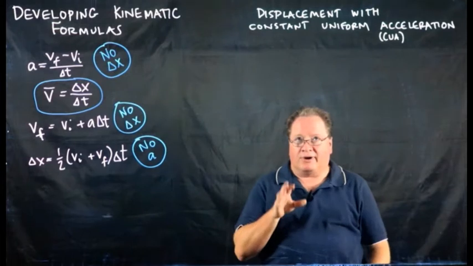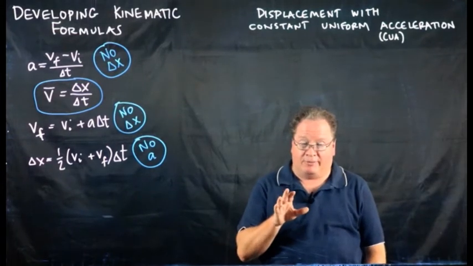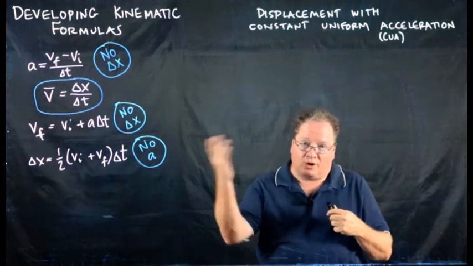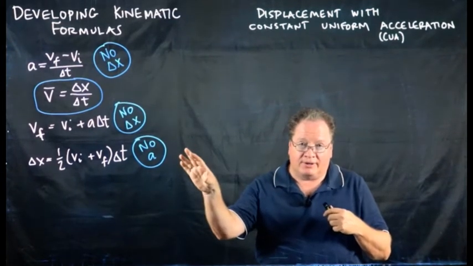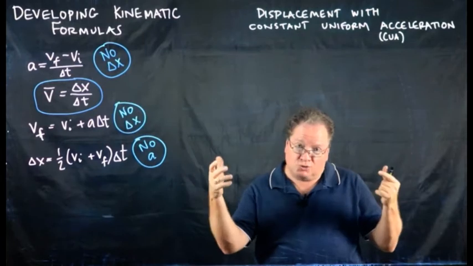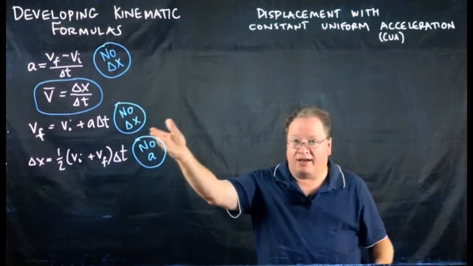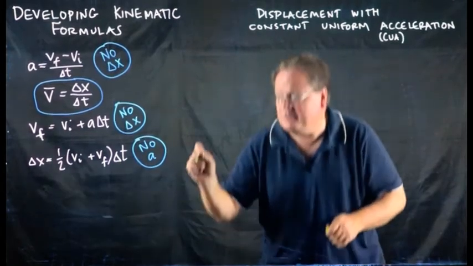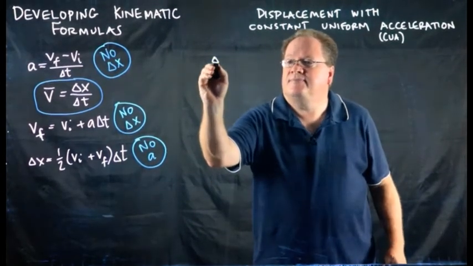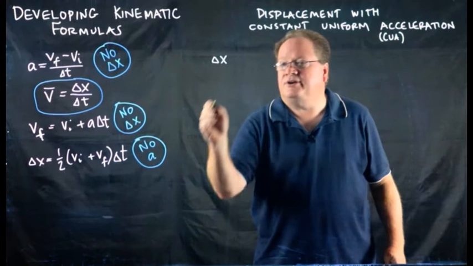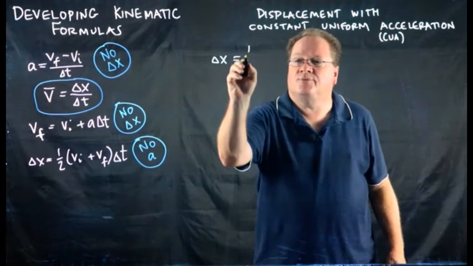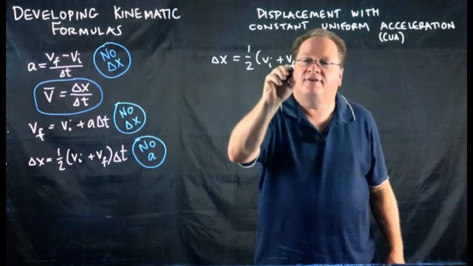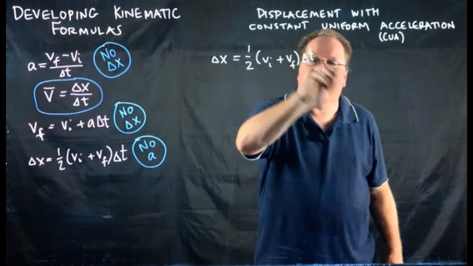So the way that we're going to work out these kinematic formulas is they're all related to each other. So I'm going to use one of the formulas we already know, and I'm going to work a substitution into that formula with one of the other formulas that we already know. So one of the formulas I'm going to use here is the one that we did earlier in this video. Delta x equals 1/2 (vi plus vf) times delta t.